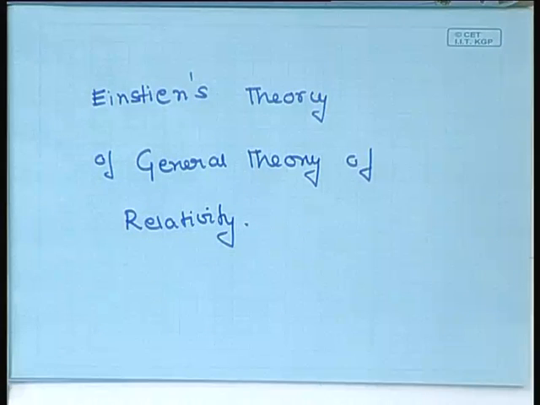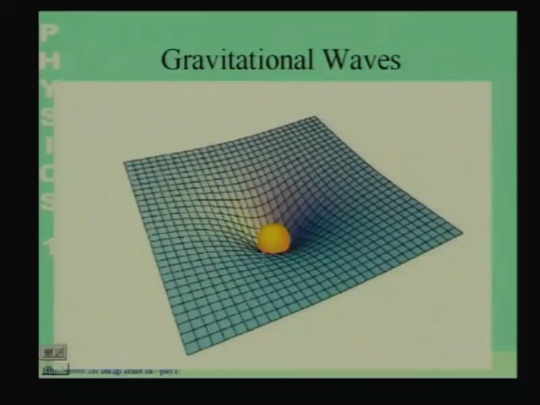In Einstein's theory of general relativity, gravity manifests itself. So gravity is a manifestation of the curvature of space-time. In Einstein's theory of general relativity, massive objects produce a curvature in space-time, and gravity, what we call gravity, is a manifestation of this curvature of space-time.